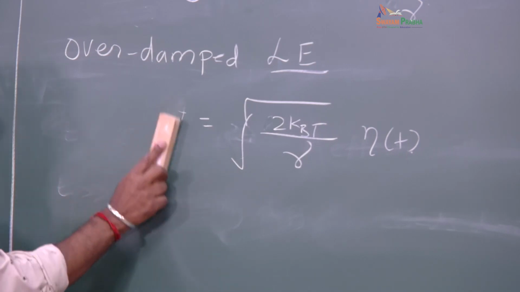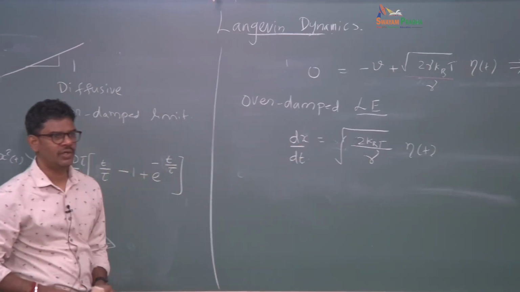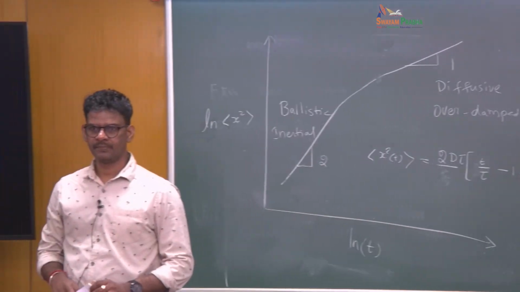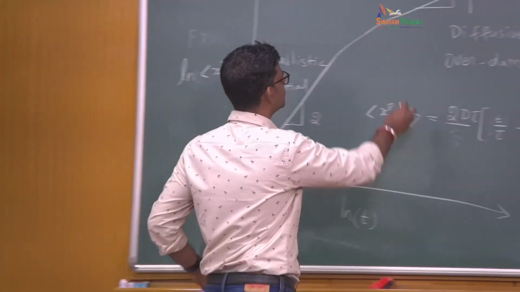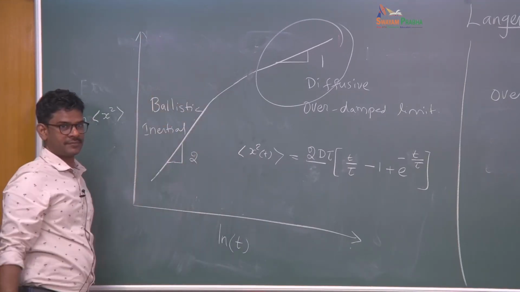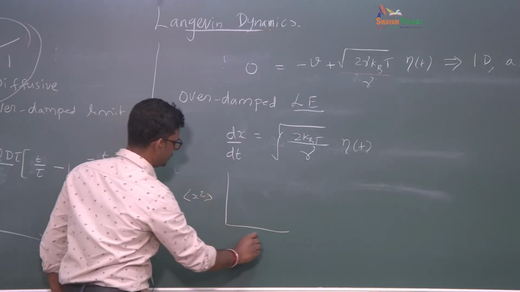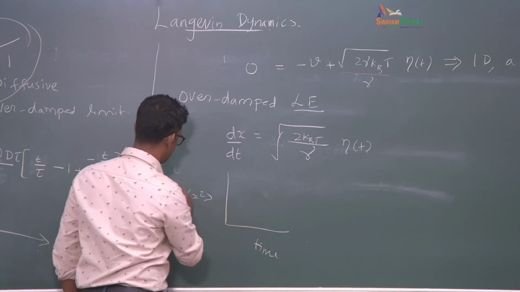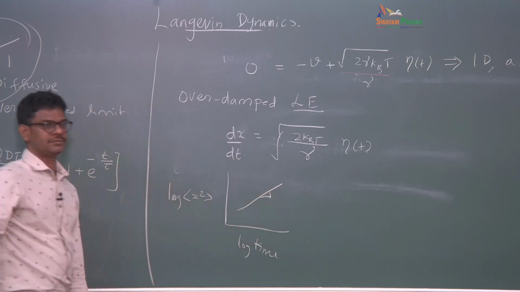Okay, and if you want, you can replace this into dx by dt, and then you can integrate this for x, and thereby you can create the trajectory of a Brownian particle under the overdamped limit. If you create the trajectory numerically, and then calculate the mean square displacement from there, what you would see is only this part. This equation cannot give this response. Okay, so if you solve this equation, it will show that the mean square displacement as a function of time in the log scale will have a slope of 1.